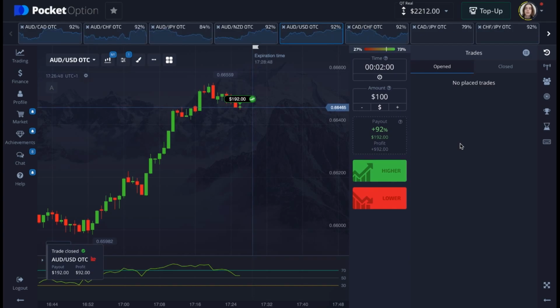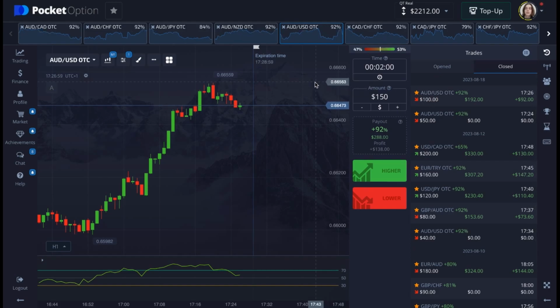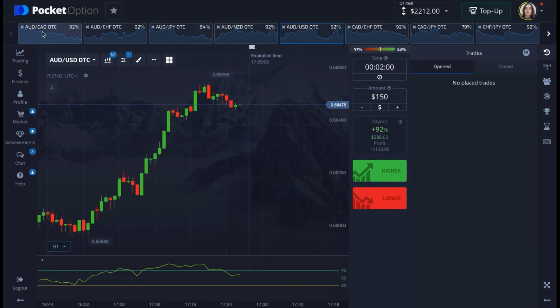Great. Our second deal went into the plus. Thereby we covered the first one and also earned a little. I will set the price of the next transaction at $150, since this is the third transaction. And we look further.